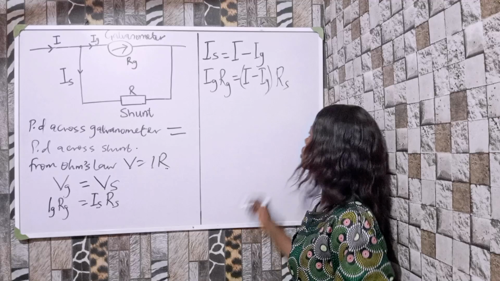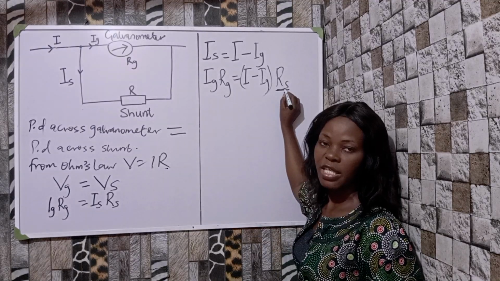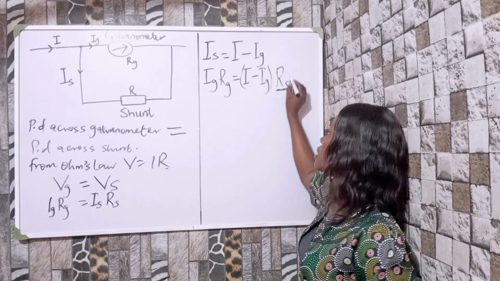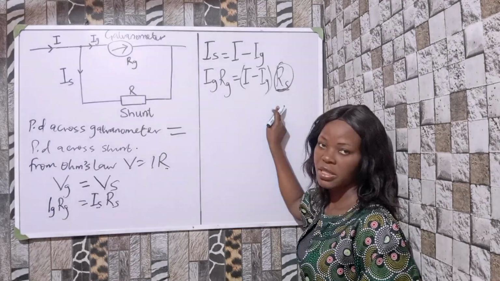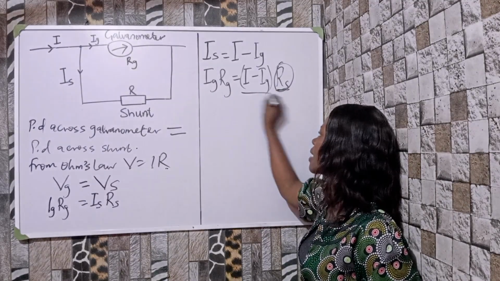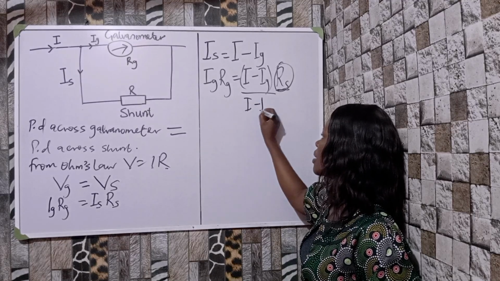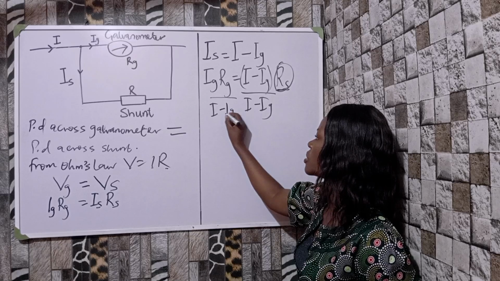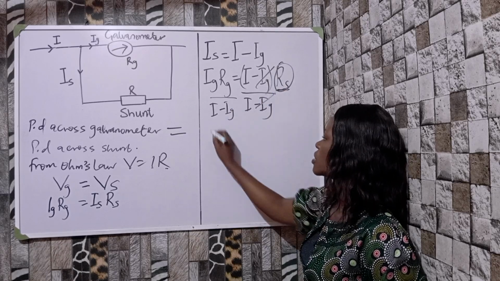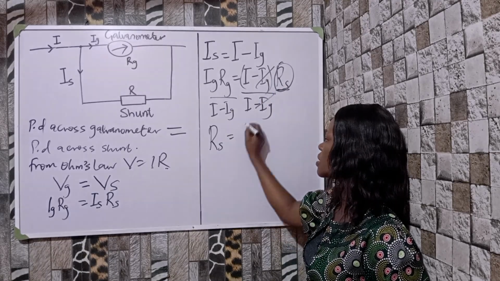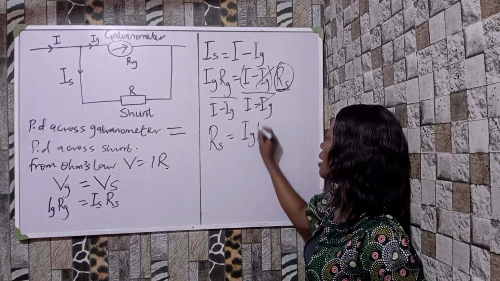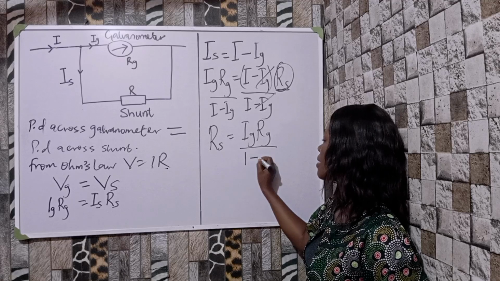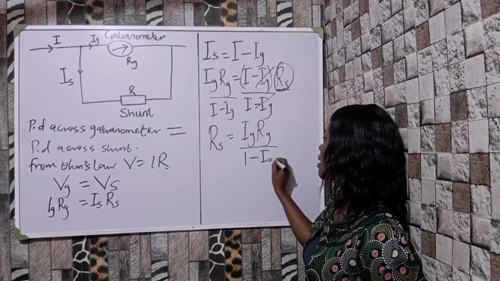Rx. Okay, so the purpose of this thing we are explaining is because we're looking for the low resistance wire, which is what? The shunt. So invariably we are making it the subject, so we divide both sides by I minus Ig, I minus Ig. Okay, so it will cancel. The resistance of the shunt is equals to Ig Rg over I minus Ig.